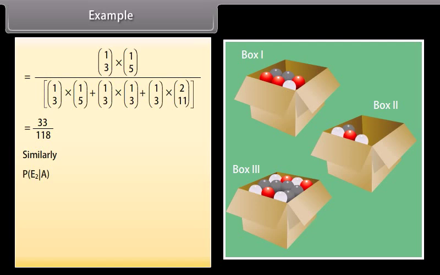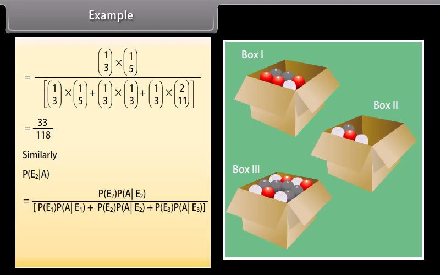Similarly, the conditional probability of E2 when A is given is equal to probability of event E2 into conditional probability of event A when E2 is given, divided by probability of E1 into conditional probability of A when E1 is given, plus probability of E2 into conditional probability of A when E2 is given, plus probability of E3 into conditional probability of A when E3 is given, is equal to 55 by 118.